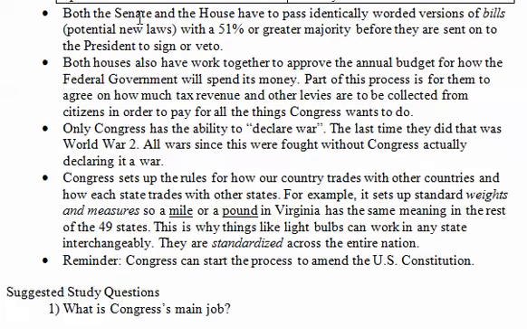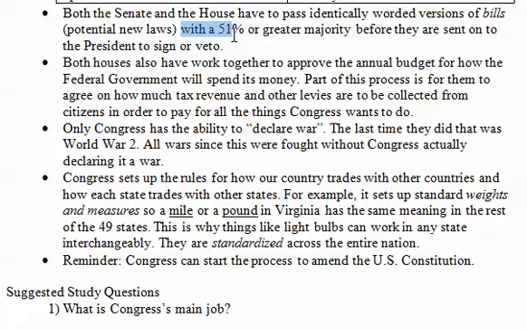Both the House and the Senate have to pass identically worded versions of bills. You may remember from a few moments ago, bills is another name for potential new laws. So a law before it's been signed by the president and official is called a bill. And both the Senate and the House have to pass identically worded versions. And they can pass that with a 51% or greater majority before it's sent on to the president.